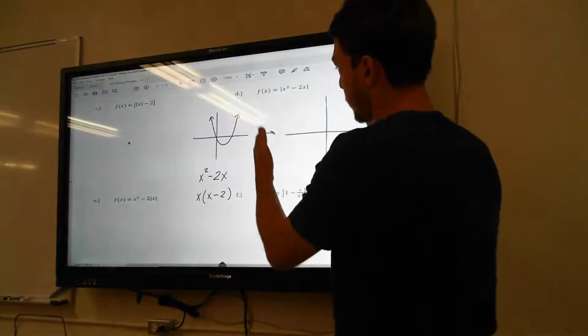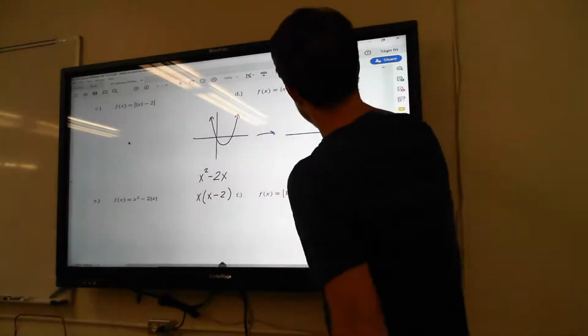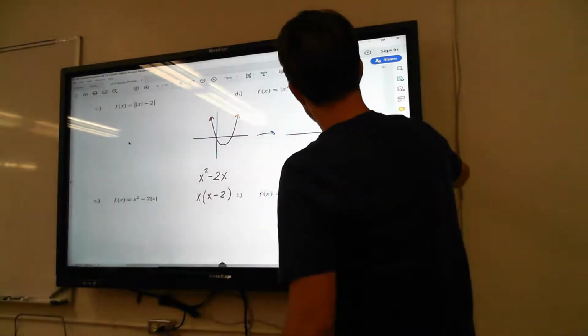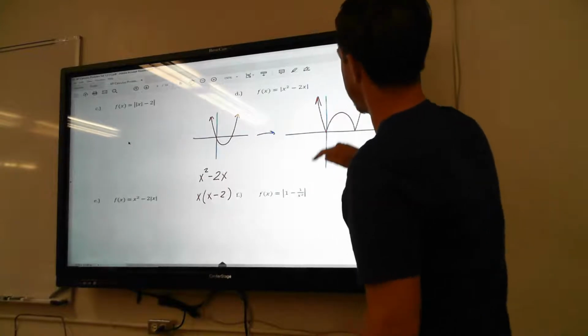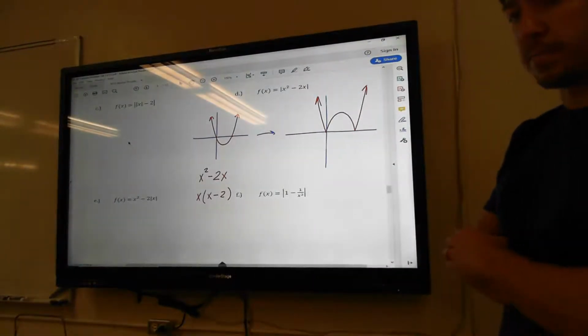Now we put absolute value bars around it. So can you picture it in your head? You see it? It's like that. Another kind of W-like shape.